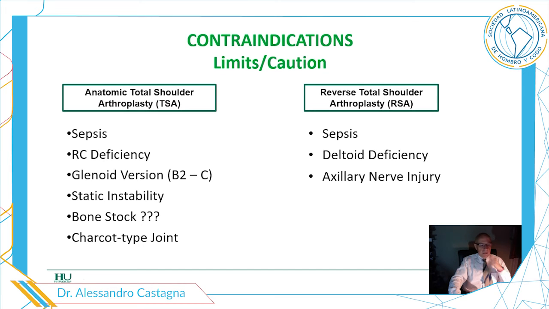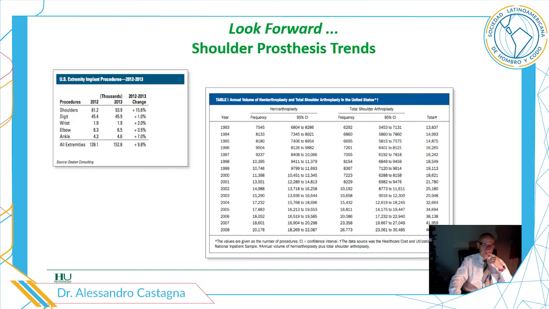Contraindications, limits and cautions for total shoulder and reverse. For both, sepsis is a problem. For anatomical, rotator cuff deficiency, the glenoid version, B2 and C or B3, static instability, whatever it is, and bone stock need to be analyzed, and of course some neurological disease that is probably very rare. For reverse, sepsis of course, and the deltoid should work properly because it is related of course to axillary nerve injury.